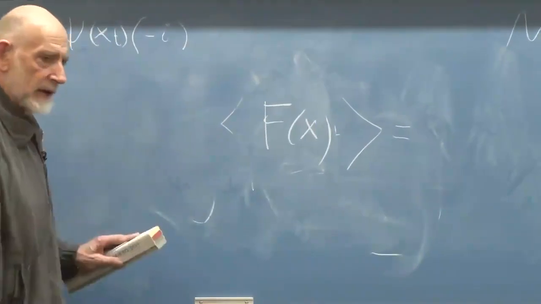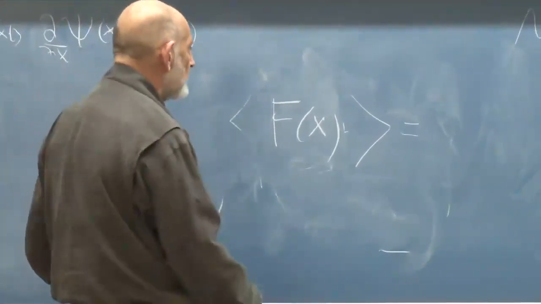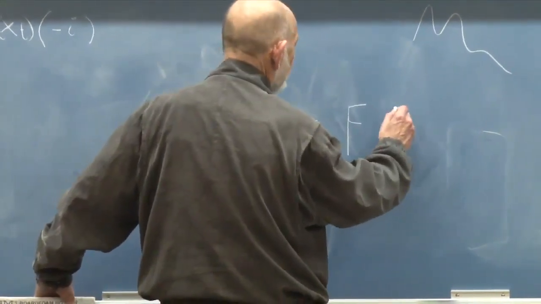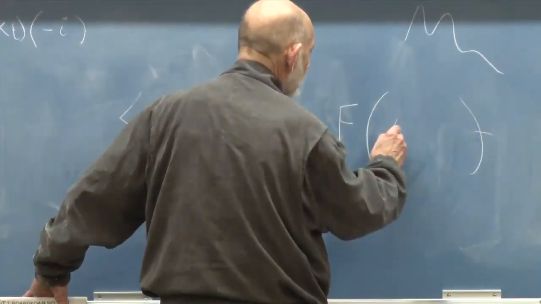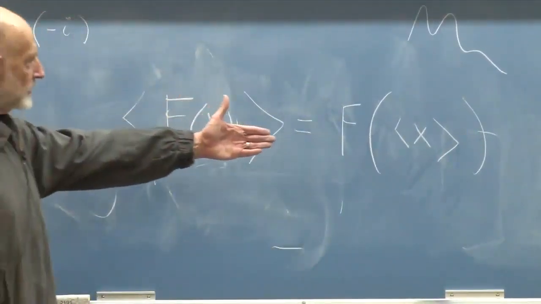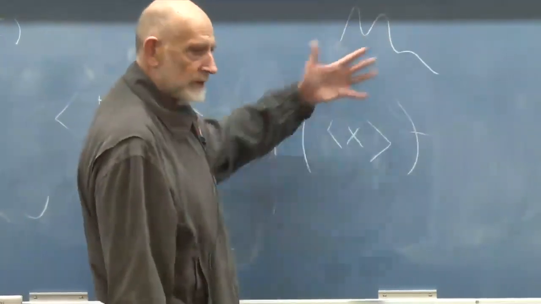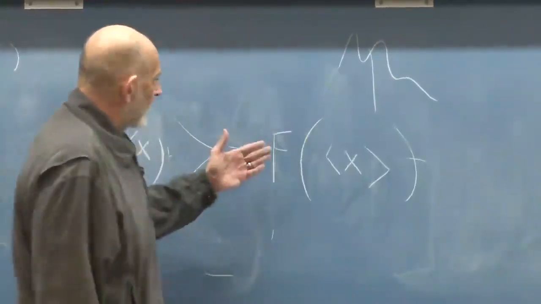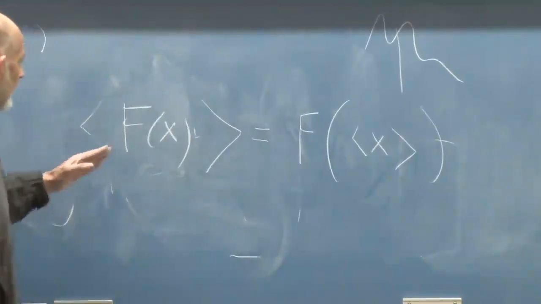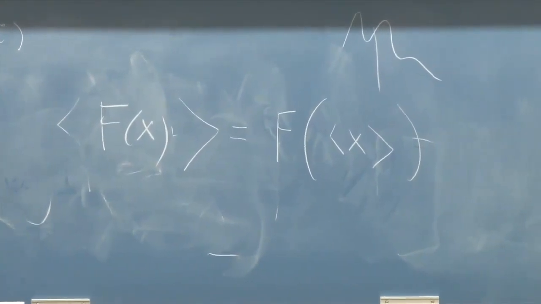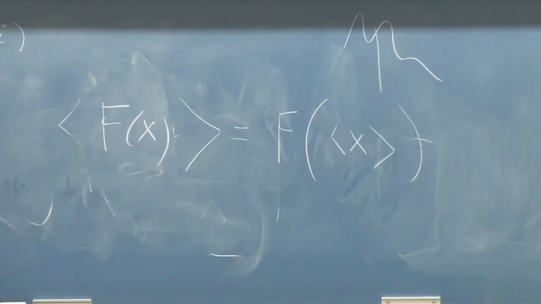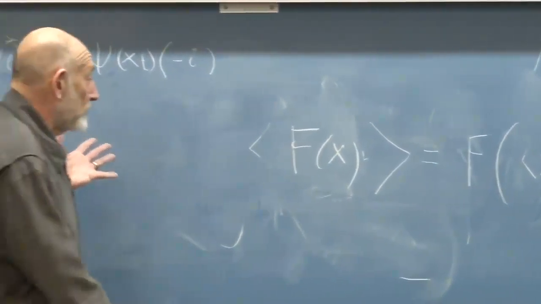The expectation value of a function of x is not the same thing as the function of the expectation value of x. This represents the expectation value of x, the center of the wave packet, and this is a function of the center of the wave packet. It is not the same thing as the thing we calculated in general. This is the expectation value of f of x. Let me give you an example where they're very, very different, where they could be extremely different.